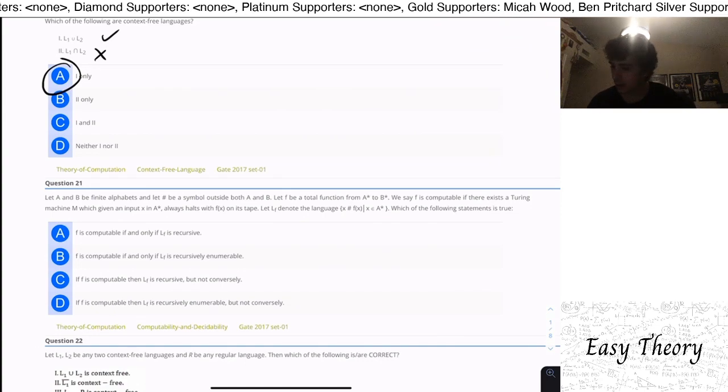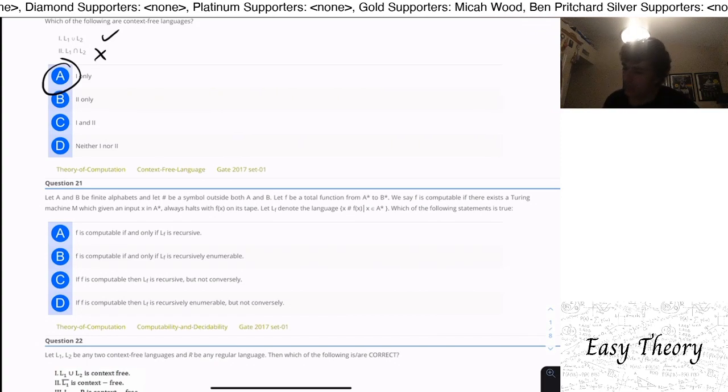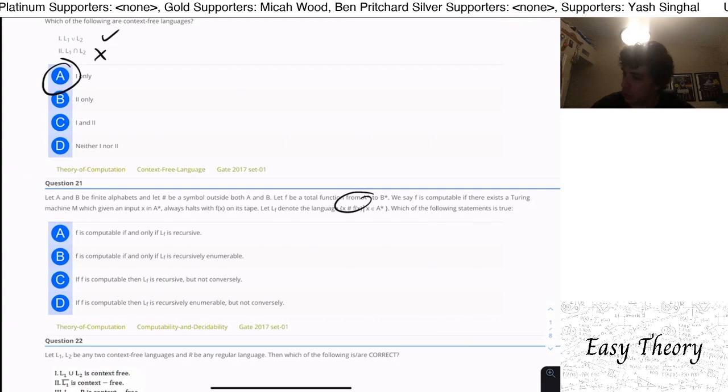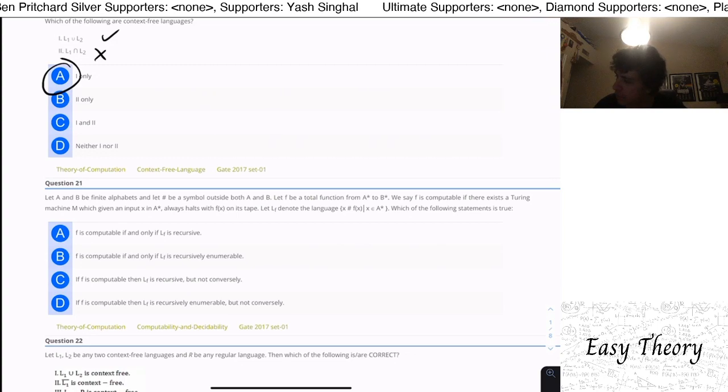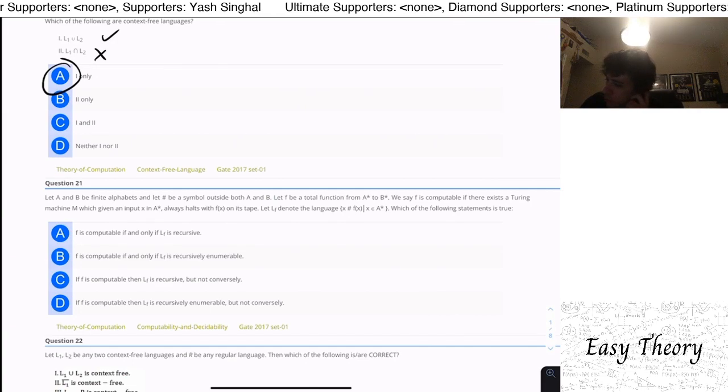Okay, so let pound sign be a symbol outside both A and B. Let F be a total function from A star to B star. So total function just means that every string in A star, F of that string is defined in B star. We say F is computable if there's a Turing machine which, given input X, halts with F of X. Let L of F denote the language of X pound sign F of X. Which of the following is true?